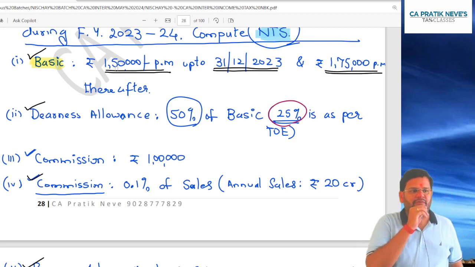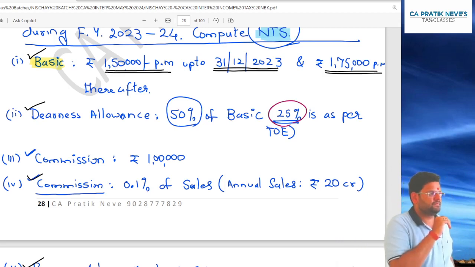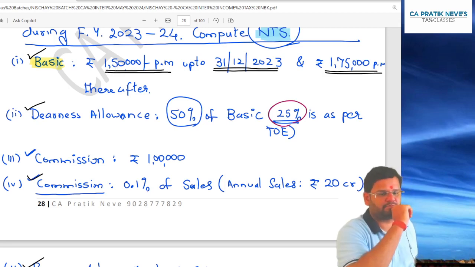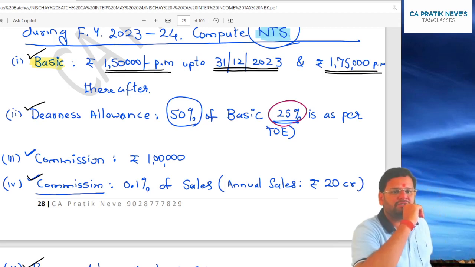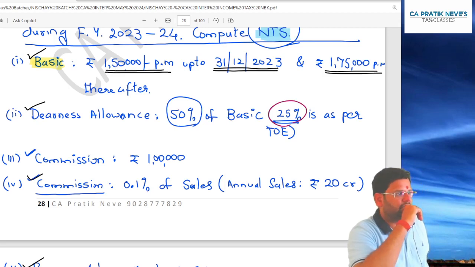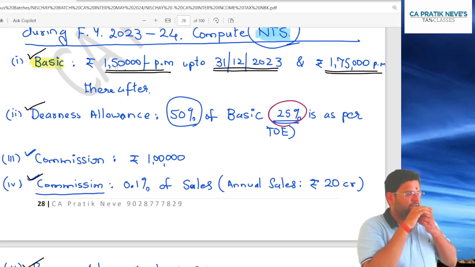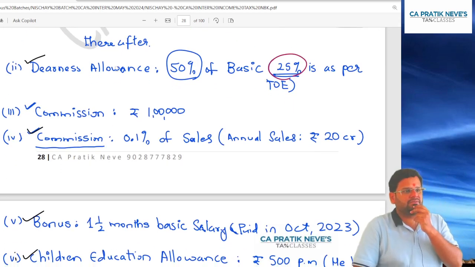Basic salary is 1,50,000 per month up to 31st December 23, clear? And 1,75,000 per month thereafter. So tell me, during PY 23-24, for how many months is it 1,50,000? 9 months. And 1,75,000 for 3 months. Sorted. Next, dearness allowance.